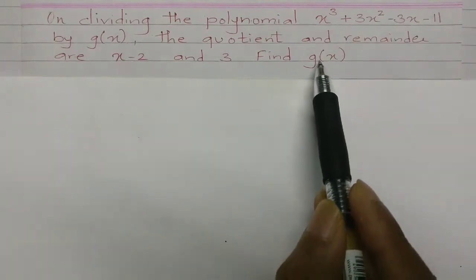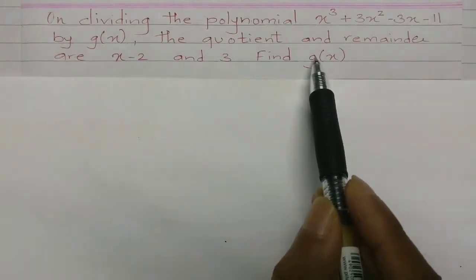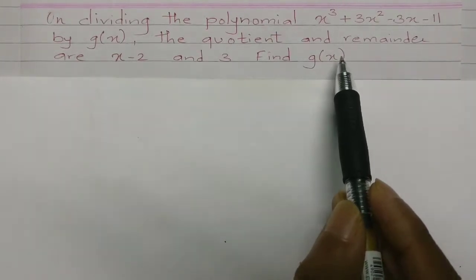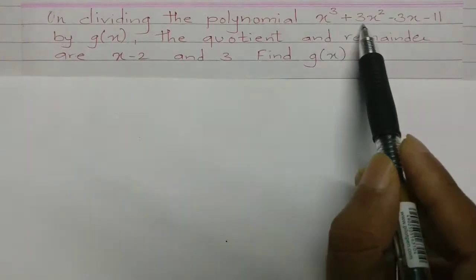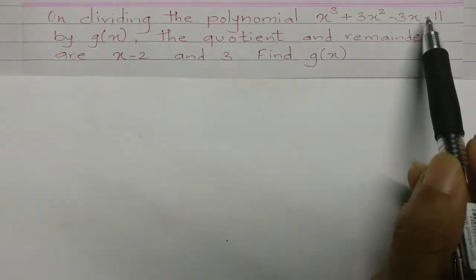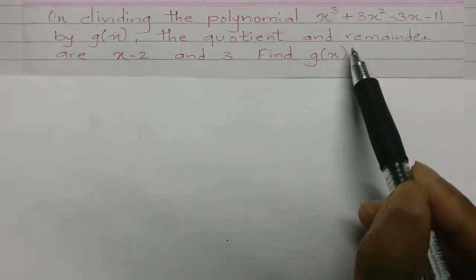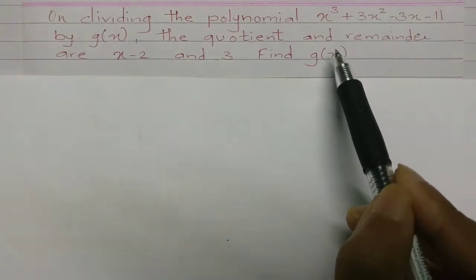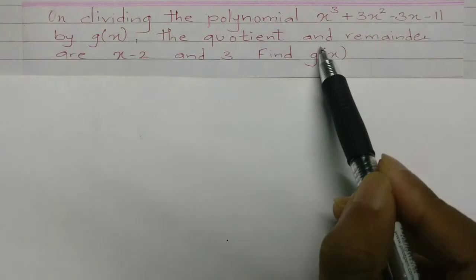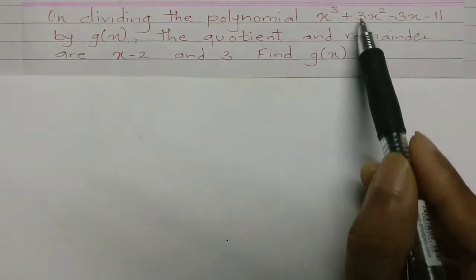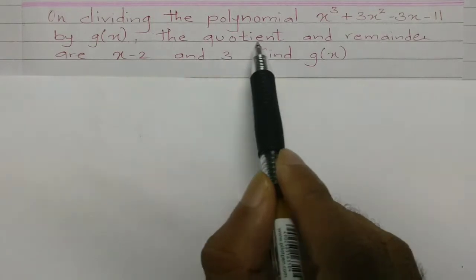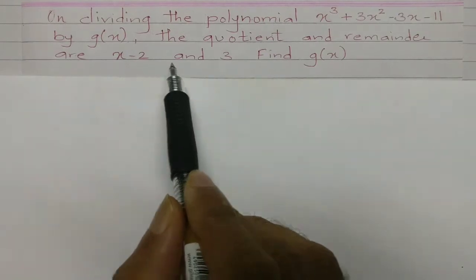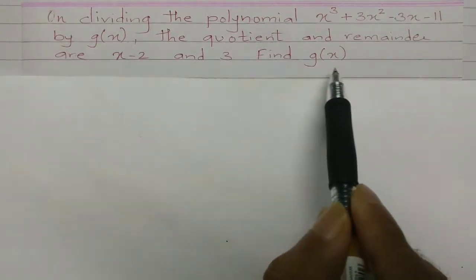Okay, sometimes you might get f of x. F of x also means a polynomial whose variable is x. Now in this case they are telling you this is a polynomial which is divided by another polynomial. Which one? Some polynomial. Since we don't know what that polynomial is, we have given it as g of x. After doing this division, there is a quotient and the remainder that we are getting. So quotient is x minus 2 and remainder is 3. Now you are asked to find g of x.